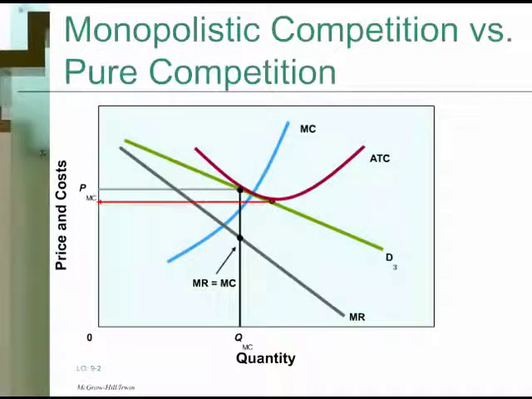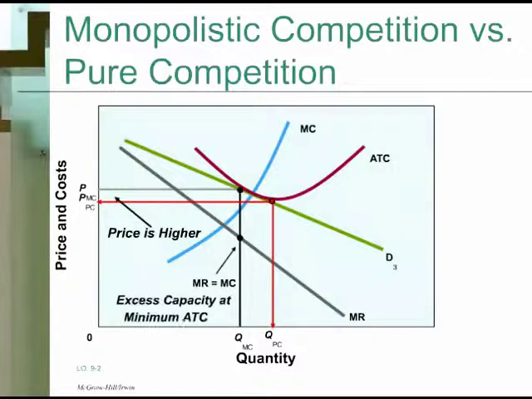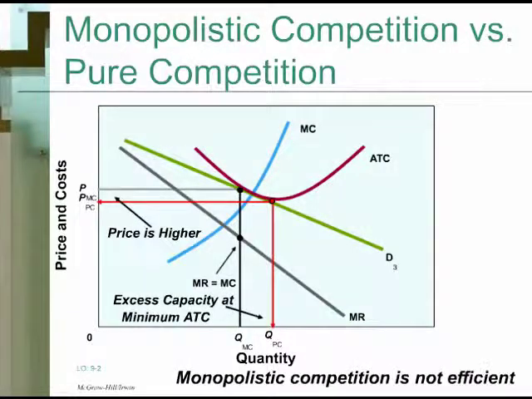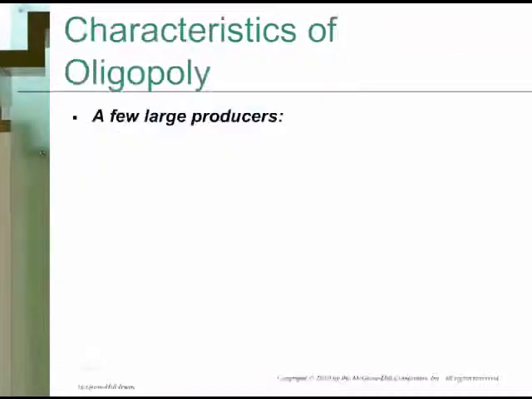Let's compare monopolistic competition and pure competition. In monopolistic competition, firms face downward sloping demand, while in pure competition they face perfectly elastic demand and produce at the minimum of the average total cost curve. A monopolistically competitive industry produces a lower quantity and charges a higher price than a purely competitive industry. Therefore, monopolistic competition is not efficient.